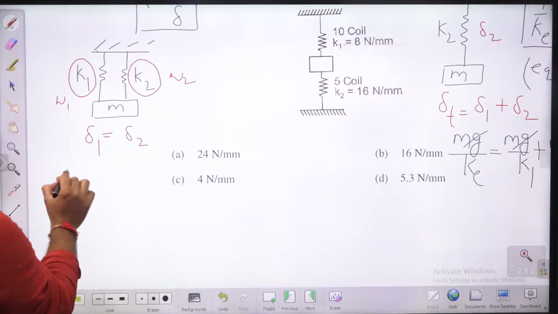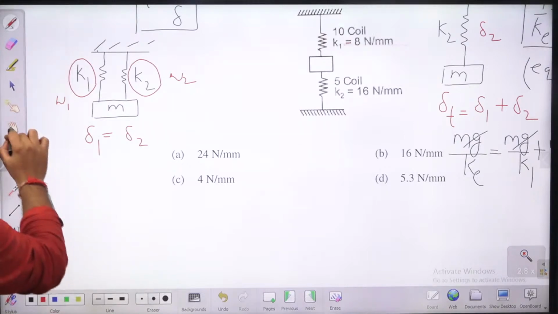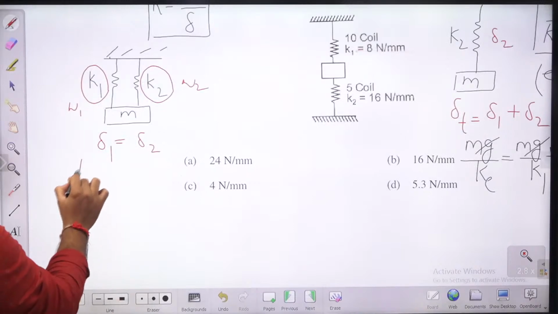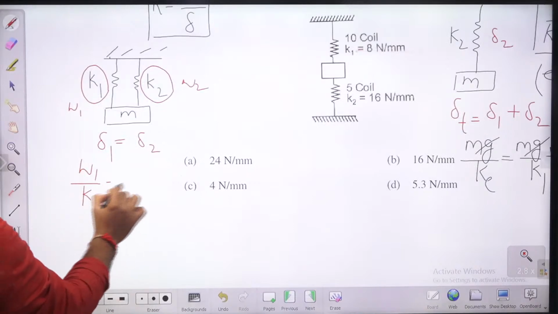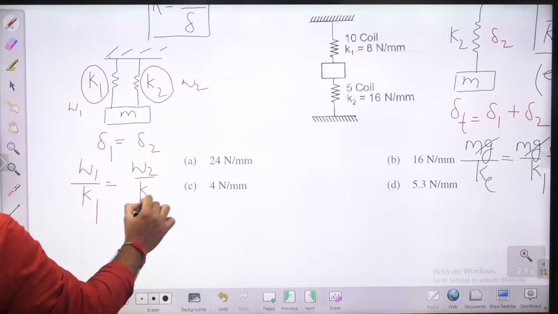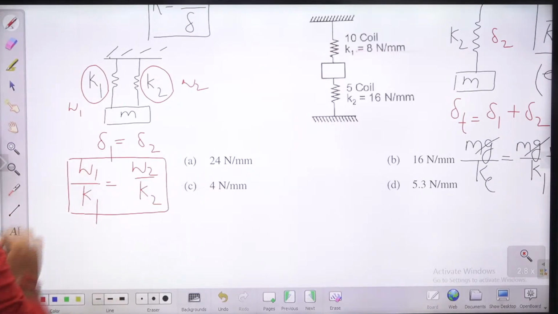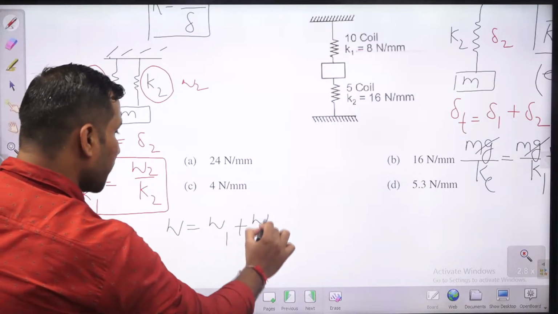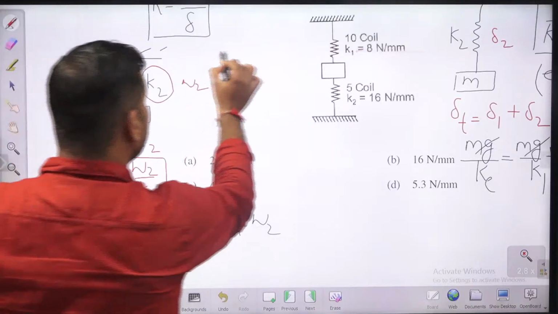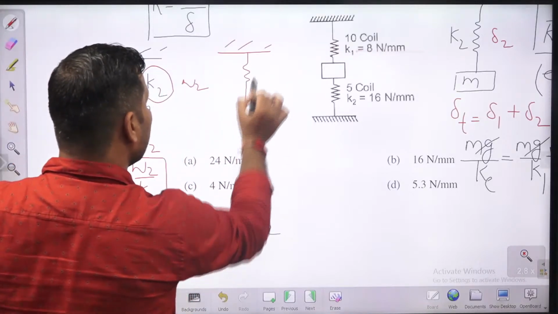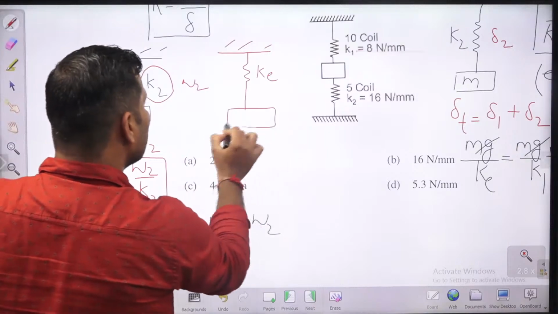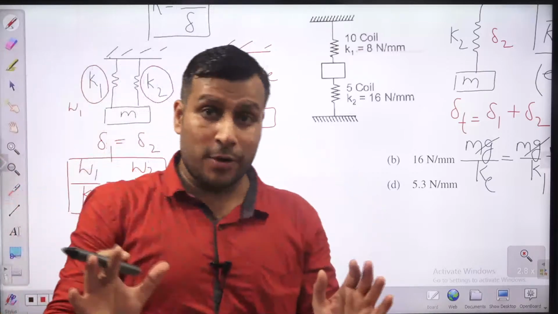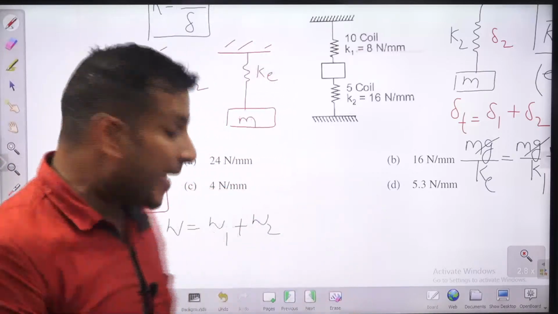How will you write the deflection? Deflection will be what? You can write it as W1 divided by K1, and this is equal to what, guys? W2 divided by K2. Yes or no? Okay, and what is total W, guys? Total W is W1 plus W2. So if you want to make some kind of equivalent system of this, this is having an equivalent spring which is also subjected to the same load W. So the equivalent system is subjected to the same load W, and that equivalent system is having stiffness K equivalent.